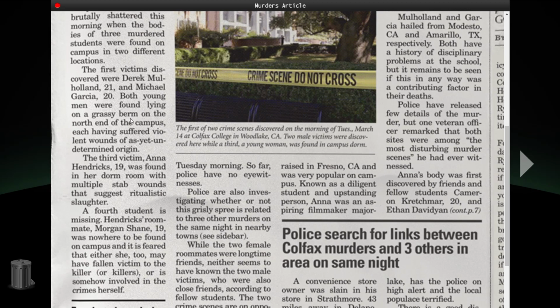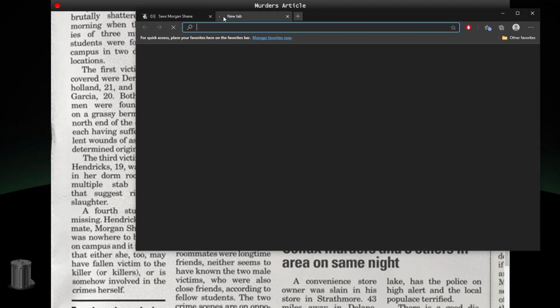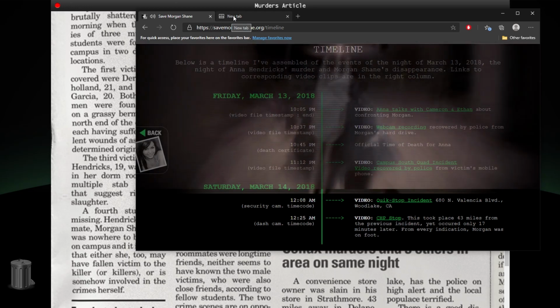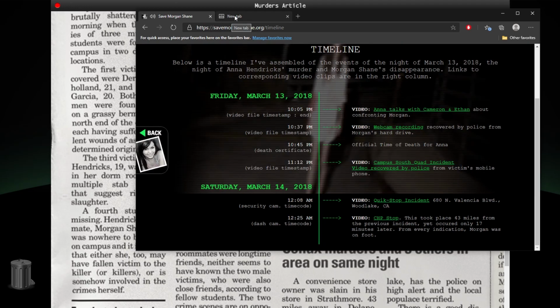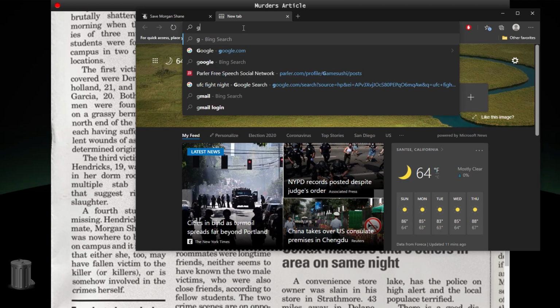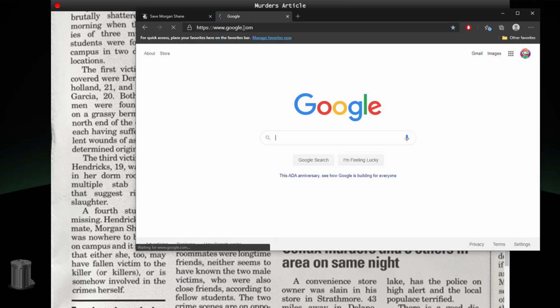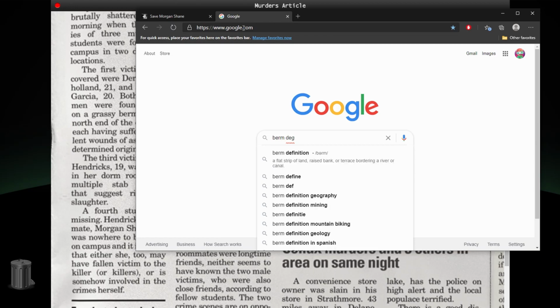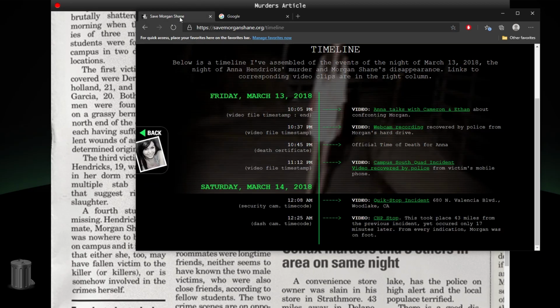What the hell is a berm? On the north end of the campus. What the hell is a... Okay, you know what? Whoa. I'm going to assume that wasn't really something he programmed onto the... Okay. A berm is a flat strip of land, raised bank, or terrace bordering a river or canal. Sorry, I didn't know what a berm was, so I had to look it up.